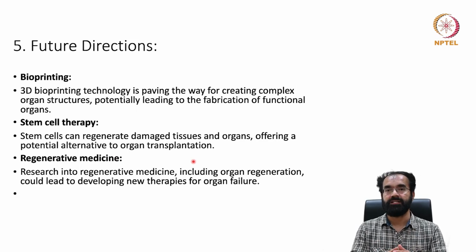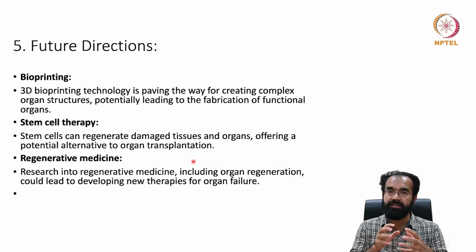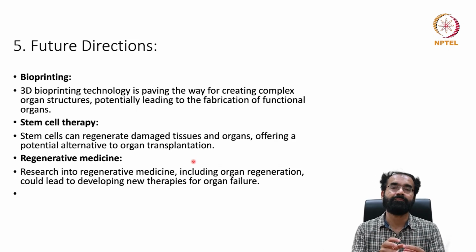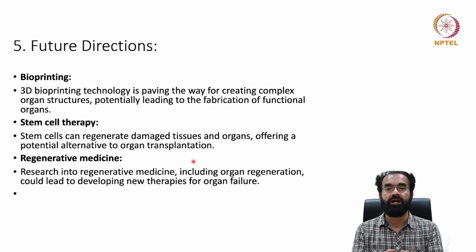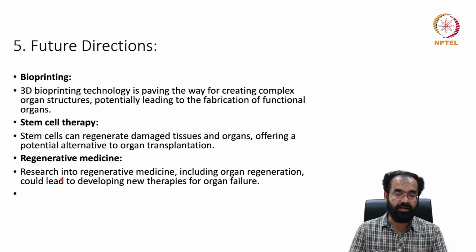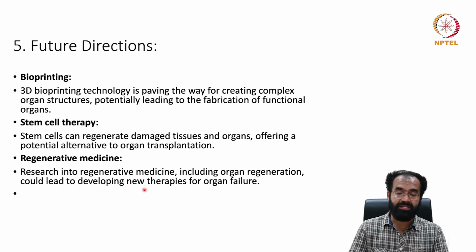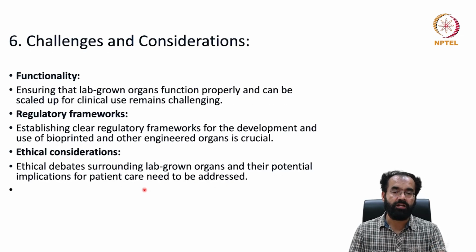Say myocardial infarction, you have a fibrosis, because of which the heart is not contracting. You can get rid of this fibroid tissue and colonize it with cardiomyocytes or stem cells that are capable of differentiating into cardiomyocytes. Now the fibroid tissue has functional heart muscles. So these are all the approaches of stem cell therapy. Then comes regenerative medicine. Research into regenerative medicine, including organ regeneration, could lead to developing new therapies for organ failure. We can understand the reasons and situations through which an organ is failing.